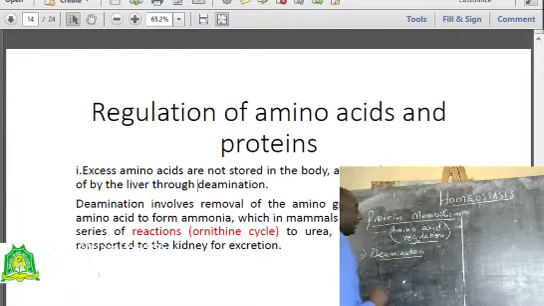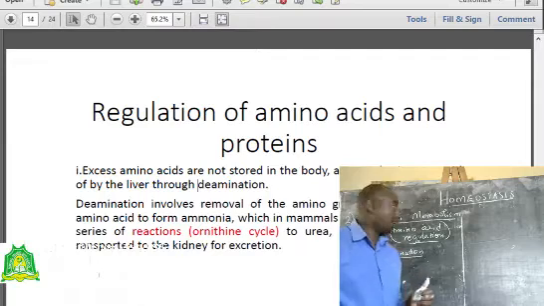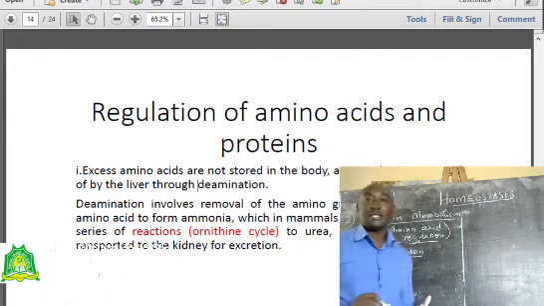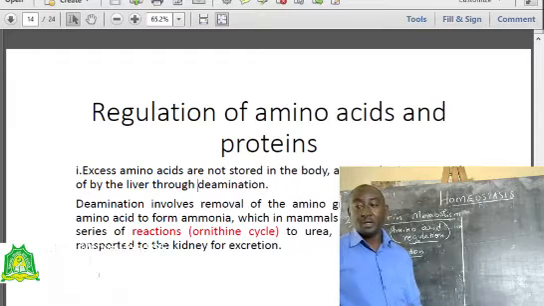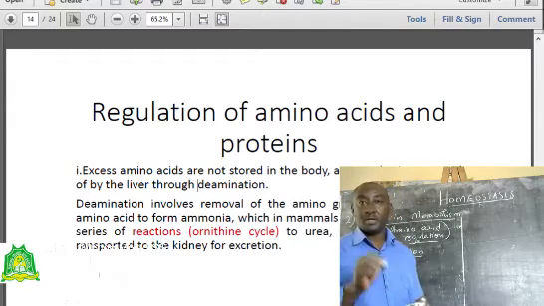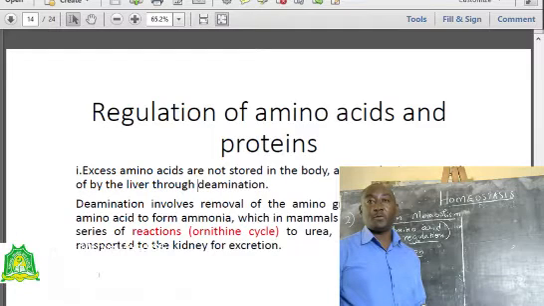Dear learner, let us remind ourselves once again: deamination. We are removing the amino group from the amino acid. This amino group will form ammonia, and the ammonia reacts with ornithine, which is present in the liver cells, the hepatocytes, and undergoes a series of reactions in the ornithine cycle, at last to form urea, which is transported by blood and eliminated.